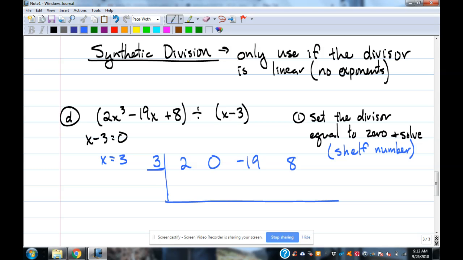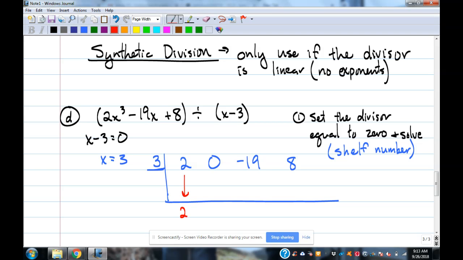Now here's where synthetic division gets a little easier. Synthetic division does not involve subtraction. It's all addition. Makes it easier. Addition's easier than subtraction, right? Because you don't have to deal with double negatives. The first step is drop that first number down. 2 drops down to the bottom.